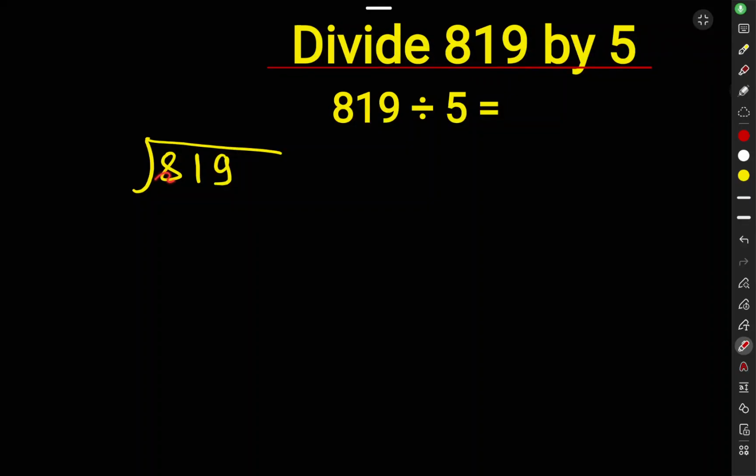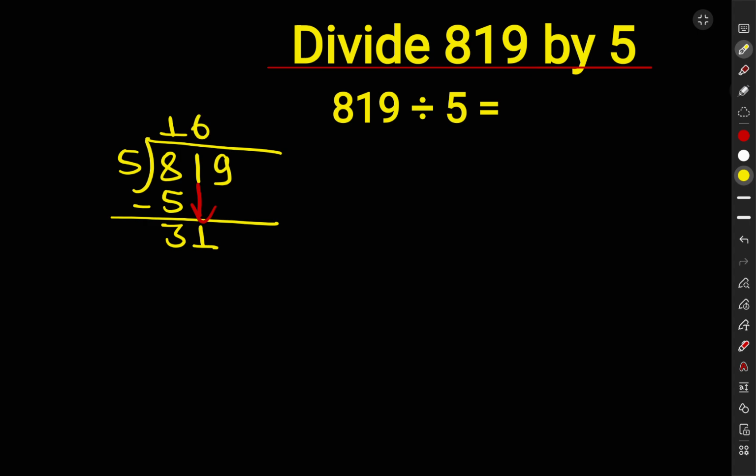We divide 819 by 5 in a long division method. 5 times 1 is 5. On subtracting, we get 3. So now we put down this 1 and it is 31.